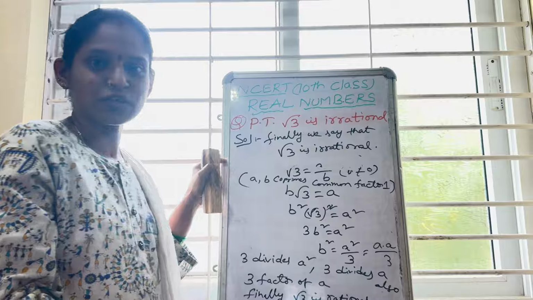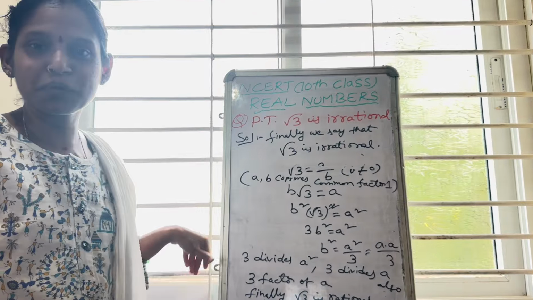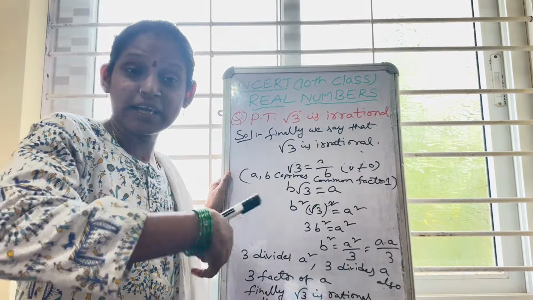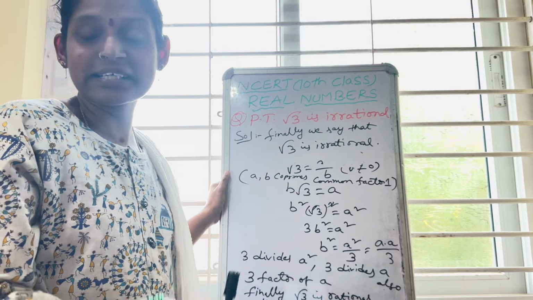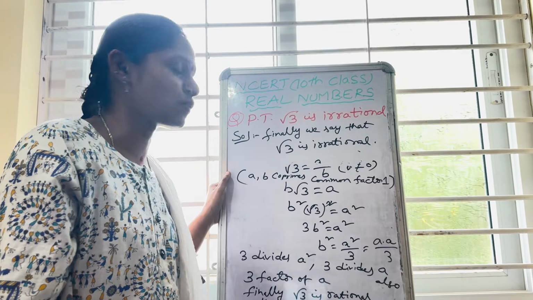Did you understand? So this is the contradiction way we prove root 3 is an irrational number. And I will explain another question, so you can understand easily. So we can go for the next question.